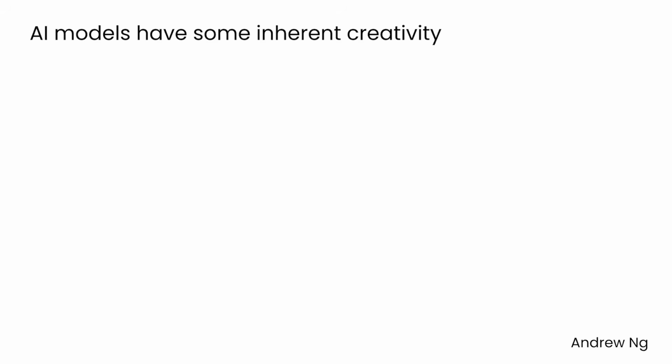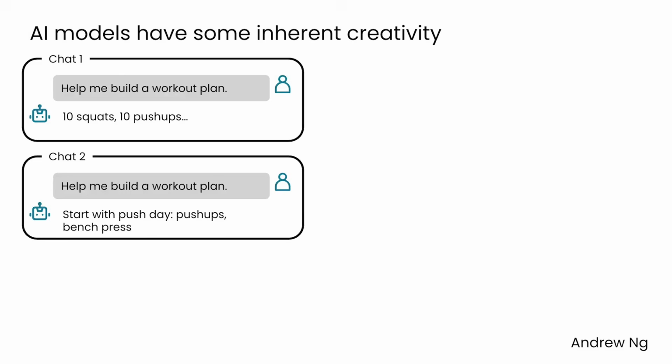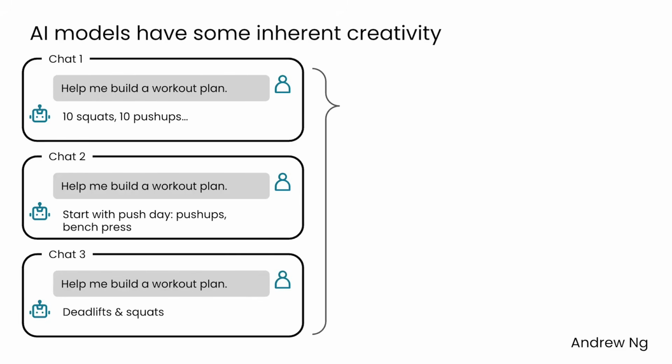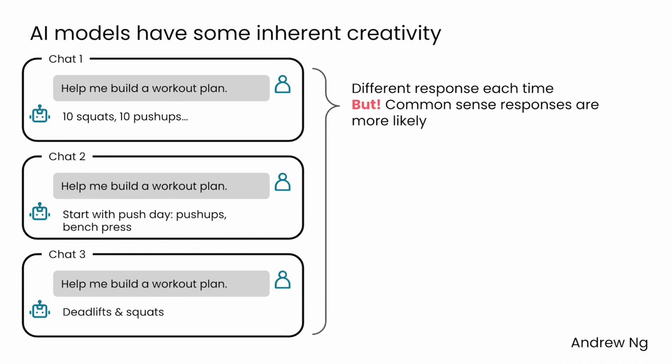AI models have some inherent creativity because they've trained on a lot of text on the internet, which covers a lot of very different ideas, including some creative ones. And AI's output is a little bit random. So if you ask it multiple times, help me build a workout plan, it'll probably give you slightly different answers. But if you give the AI basic questions, then common sense, relatively generic responses like do squats, push-ups, and so on are more likely.